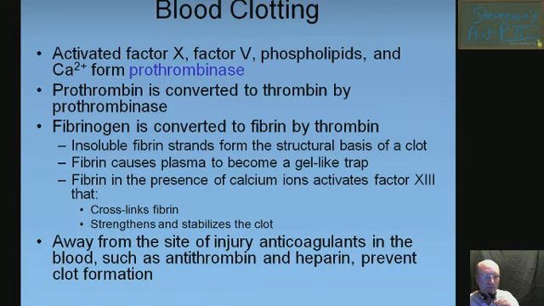Fibrinogen is converted to fibrin by thrombin. Okay, insoluble fibrin strands are released into the blood, where they form the structural basis for the clot. Fibrin causes the plasma to become gel-like. Fibrin then, in the presence of calcium ions, activates factor 13. And then it causes cross-links in fibrin, strengthens and then stabilizes that clot. Away from the site of the injury, anticoagulants in the blood, such as antithrombin and heparin, help to prevent clot formation.